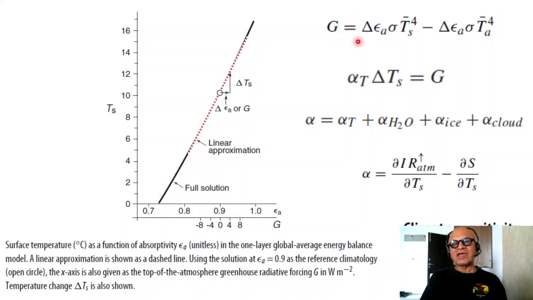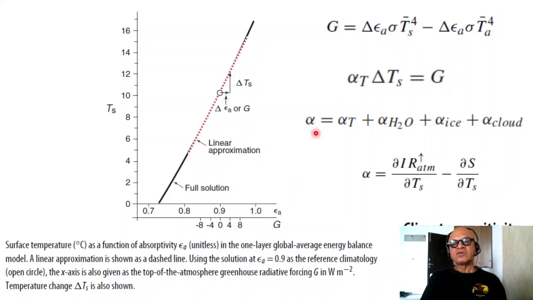So we can take that and write the radiative forcing G as delta epsilon A times sigma Ts to the fourth, the outgoing long wave or infrared escaping to space emitted from the surface, minus delta epsilon A sigma Ta to the fourth, which is emitted from the atmosphere itself. The energy balance we looked at determines Ts and Ta, and we can write this as alpha delta Ts equal to G. So given a radiative forcing created by this process, how much amplification of the surface warming happens?